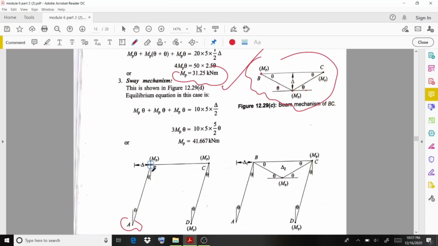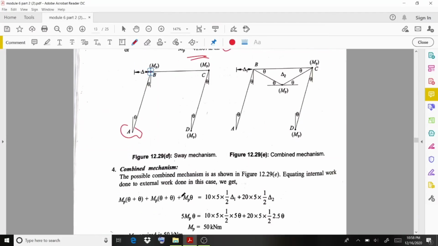So if you consider Mp theta plus Mp theta plus Mp theta equals 10 multiplied by 5 multiplied by delta by 2, and if you equate those values, Mp equals 41.67 kilonewton meter. So that's the case regarding this sway mechanism.